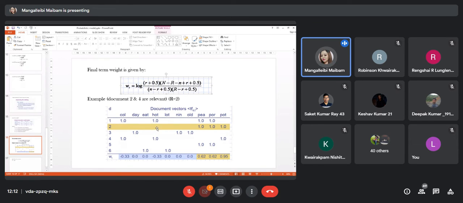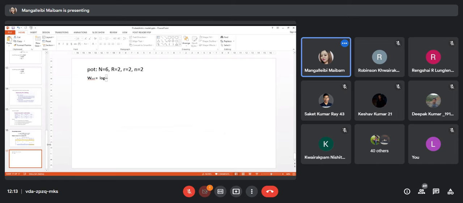So for hot, if I have to calculate, it is not present in the relevant document, so it will be 0. But in case, if I say there are two relevant documents, document 2 and 4, then if I calculate for hot, it is not there in relevant document D2, but it is there in relevant document D4. So our small r will be 1 if you calculate for hot. Okay. So like that, all the respective values are given here.